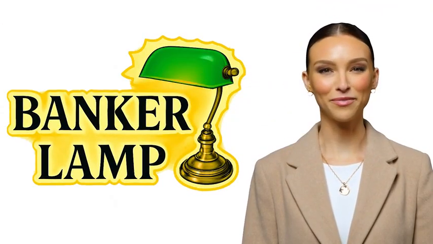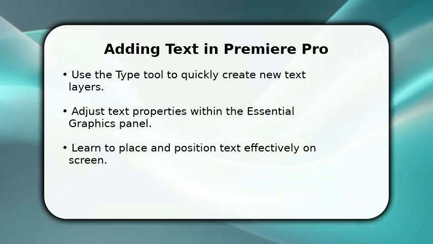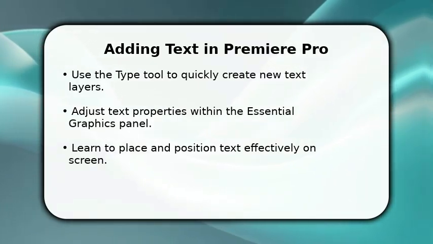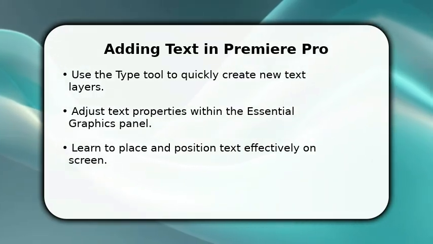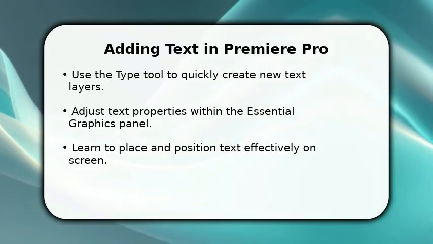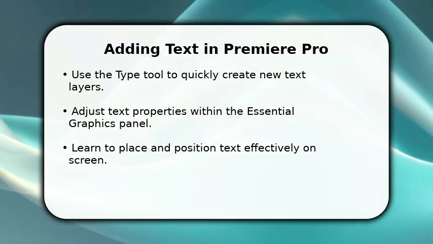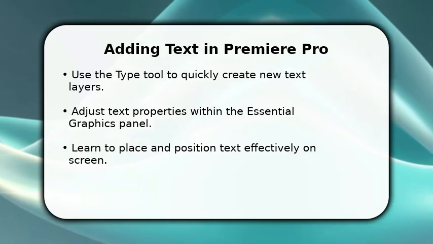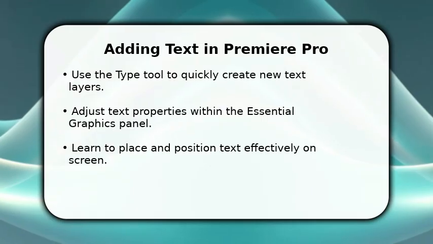Please enjoy the video. In this video, I will show how to text Premiere Pro. First, open your project and select the Type tool from the toolbar. Click anywhere on your program monitor to create a new text layer. You can then type your desired text. The Essential Graphics panel will automatically open, allowing you to immediately begin adjusting basic properties like font and size. This is the quickest way to get text onto your video.